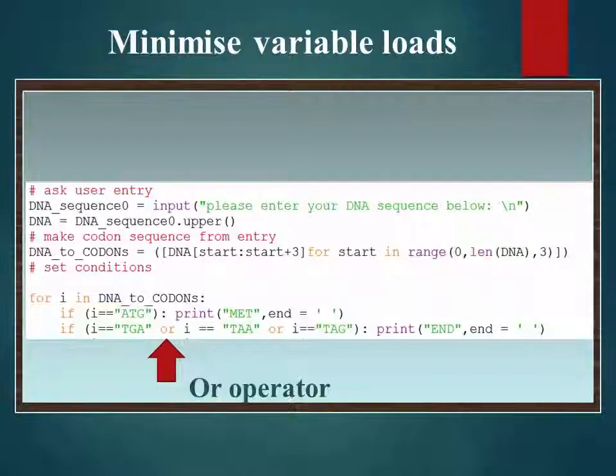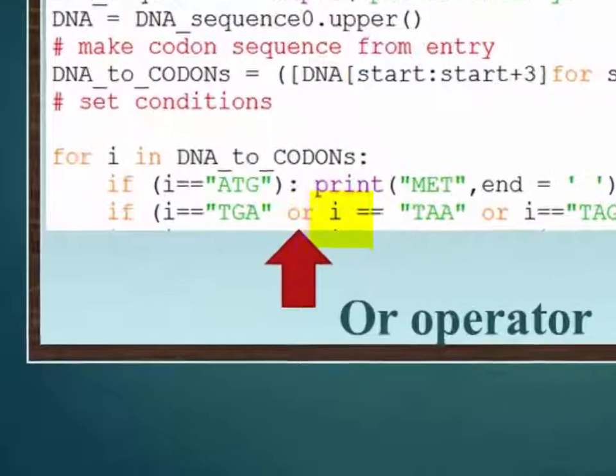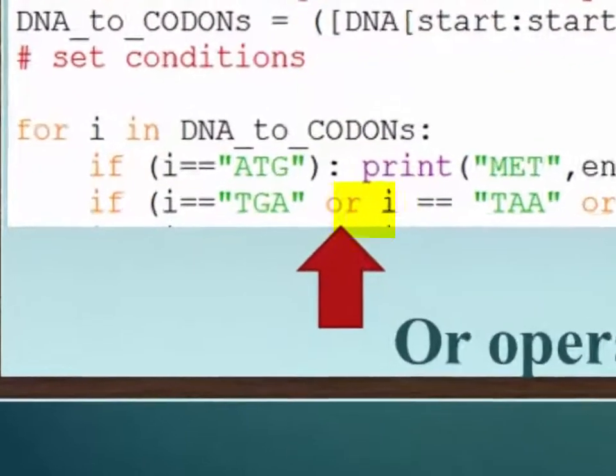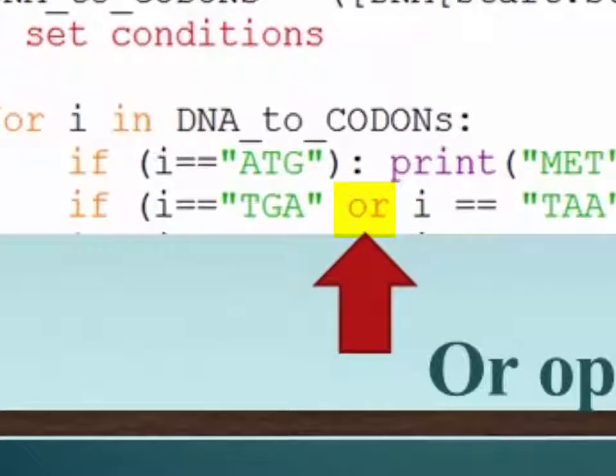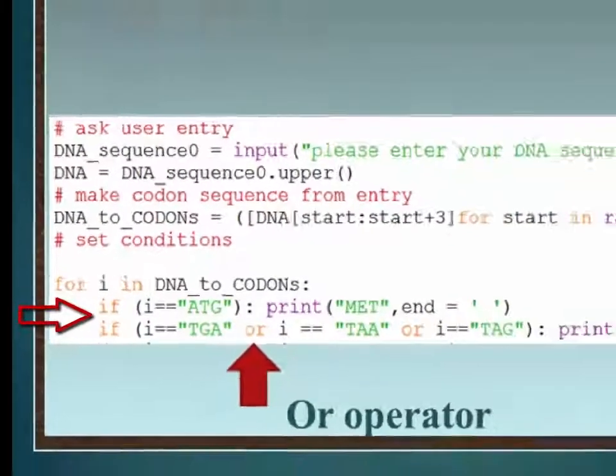To minimize the variables, we would need to use a variable and certain OR operators so that we minimize the number of variables that we need. We also need a for loop containing several if statements, and inside the if statements we need to have OR operators.